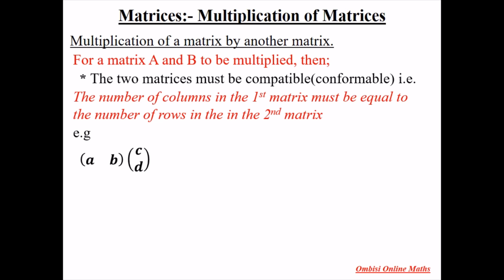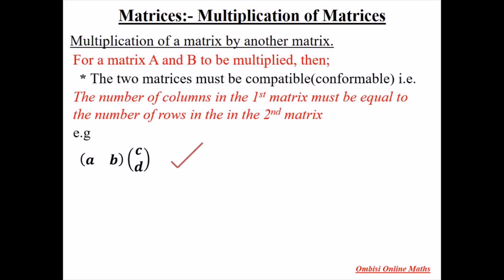For example, if you have a matrix AB being multiplied by a certain matrix CD, if we look at the first matrix AB, we can see it has one row, but now we'll base ourselves more on the columns because the first matrix columns must equal the second matrix rows. So this one has two columns. The second matrix has one column, but it has two rows. So it is in agreement with our condition that the number of columns in the first matrix must be equal to the number of rows in the second matrix. So you can see that this one can be multiplied.